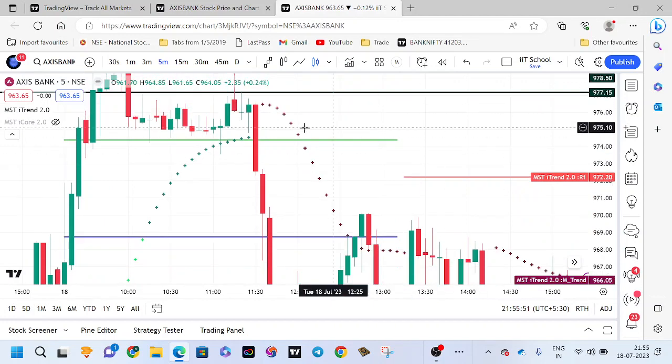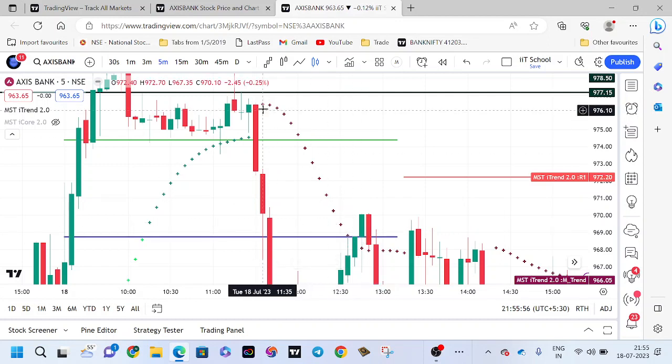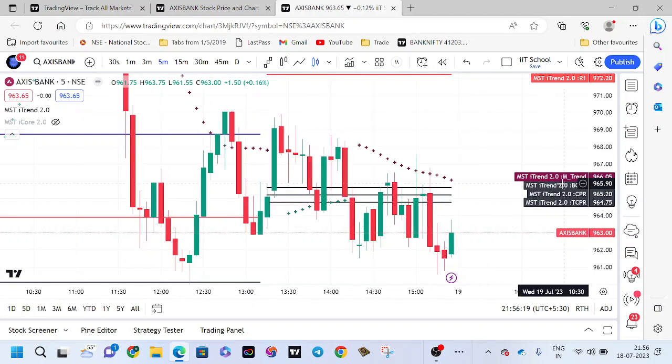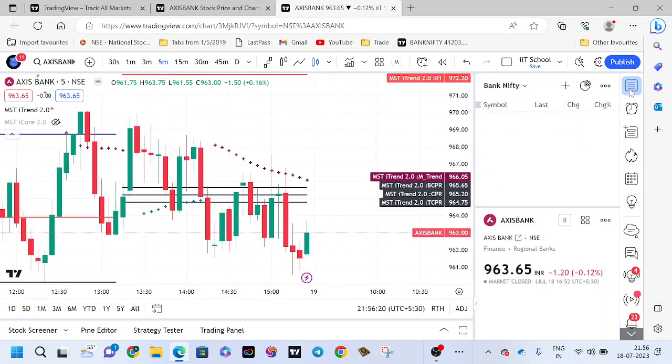And also this trend line is showing what the trend of the market is. It is clearly indicating a sell trend. So from here, 976 up to here, we have got the target 962, around 10 points we have got. Now it is stuck inside the stop loss CPR, so we have to wait for a clear entry. So this is how we have to trade using iTrend 2.0.